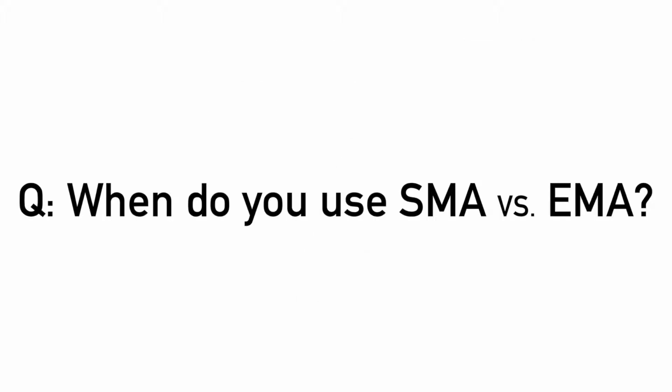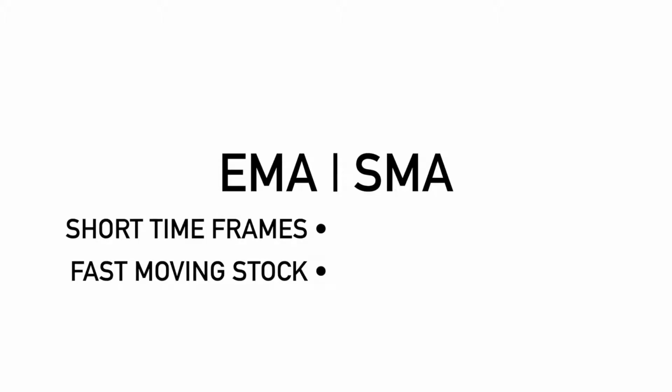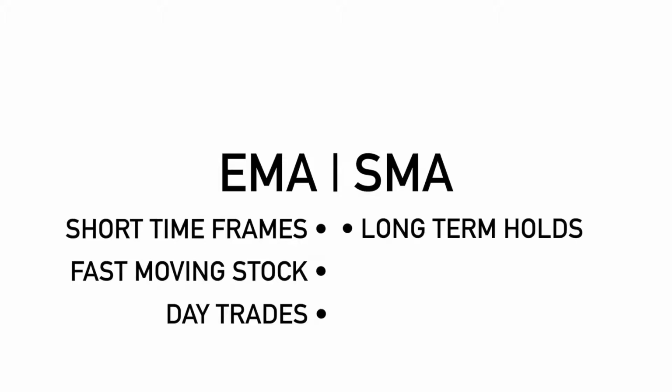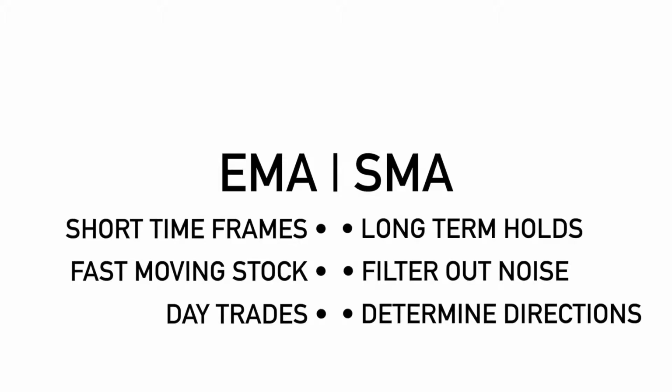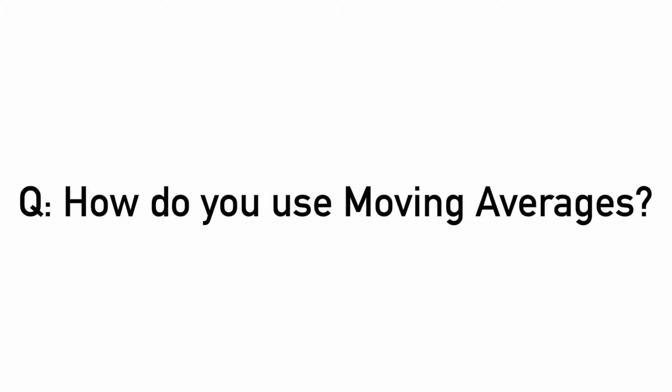So when do you use the SMA versus the EMA? Well, the EMA is used for short time frames or a fast-moving stock. Sometimes it's even used for day trades. And the SMA can be used for long-term holds or to filter out the noise and determine overall market direction. So how do you use moving averages?